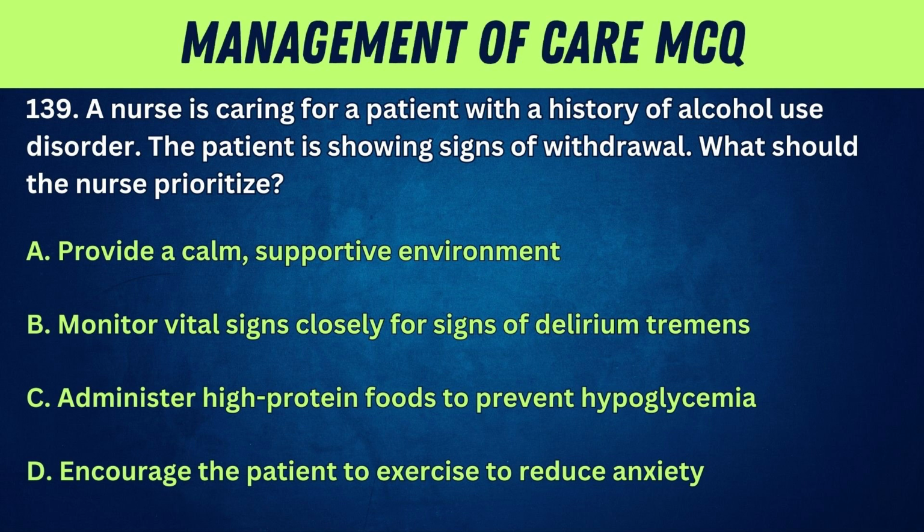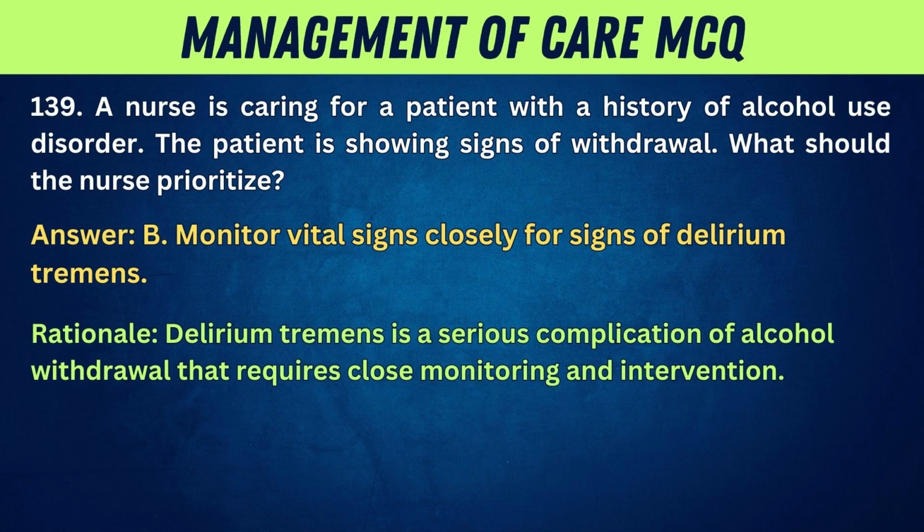139. A nurse is caring for a patient with a history of alcohol use disorder. The patient is showing signs of withdrawal. What should the nurse prioritize? A. Provide a calm, supportive environment. B. Monitor vital signs closely for signs of delirium tremens. C. Administer high-protein foods to prevent hypoglycemia. D. Encourage the patient to exercise to reduce anxiety. Answer: B. Monitor vital signs closely for signs of delirium tremens. Rationale: Delirium tremens is a serious complication of alcohol withdrawal that requires close monitoring and intervention.